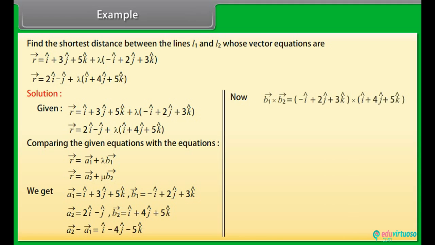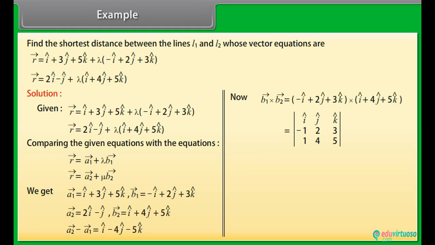Now, cross product of vector b1 and vector b2 is minus cap i plus 2 cap j plus 3 cap k cross cap i plus 4 cap j plus 5 cap k equals determinant, row-wise, first row cap i, cap j, cap k, second row minus 1, 2, 3, third row 1, 4, 5, equals minus 2 cap i plus 8 cap j minus 6 cap k.